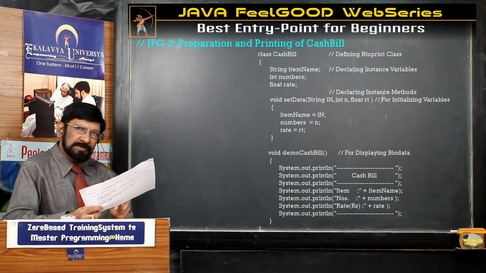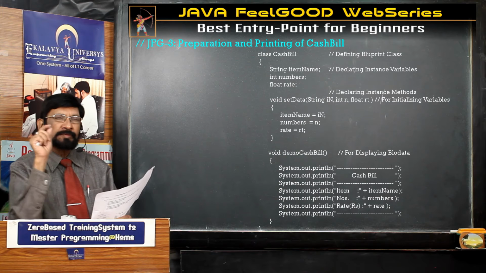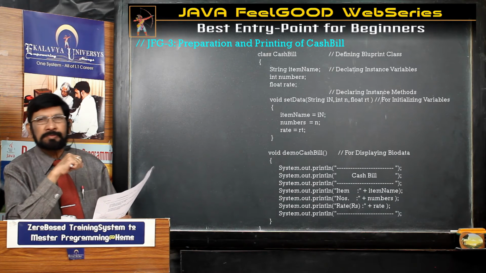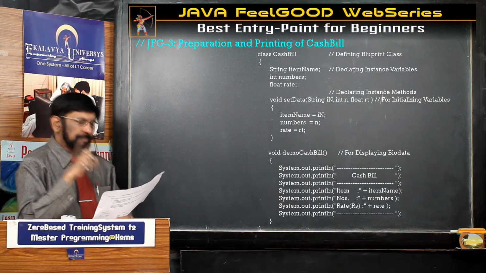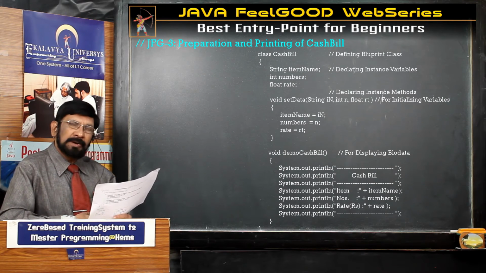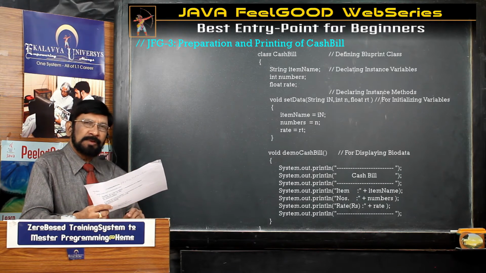And SOP statements, as I told you, in any program or project you take, 30 to 50% of the code are SOP statements. That's why you must have perfect command over that. So with this we define the blueprint class. In the blueprint class, how many elements are there? Three groups of elements are there.